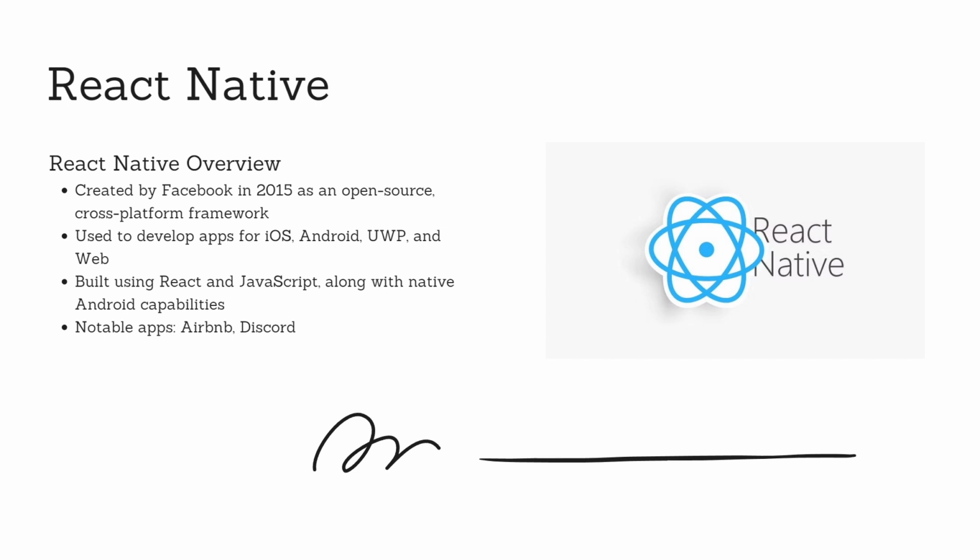So starting with React Native, Facebook created React Native in 2015 as an open source cross-platform framework. It can be used to develop apps for iOS, Android, UWP, and web. With React Native, developers can build mobile apps using React and JavaScript, along with native Android app development capabilities. This is the best Android app development framework in Statista's global opinion. Some of the best applications developed with React Native are Airbnb and Discord.